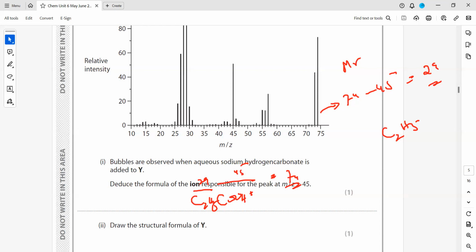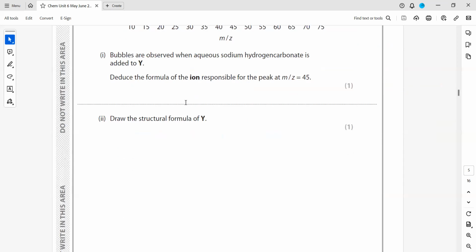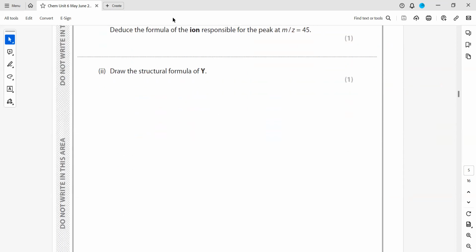So we have to deduce the formula and draw the structural formula. In a structural formula, you don't have to show all the bonds. You can simply write, like I can write C2H5COOH, or I can also write CH3CH2COOH. That is also the structural formula. So it's actually propanoic acid.